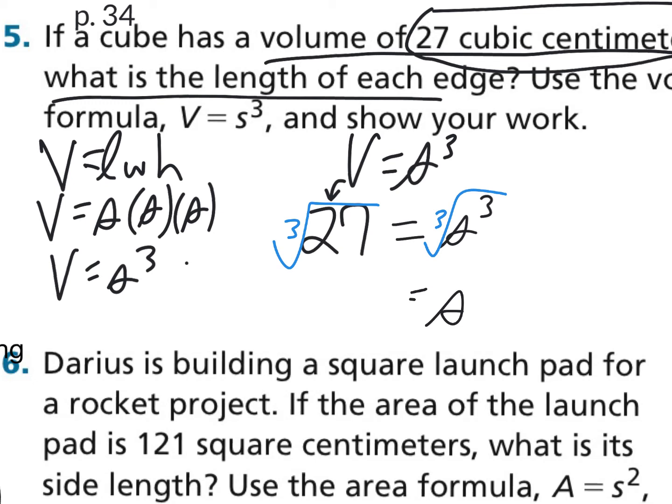And then the cube root of 27 is 3. 3 times 3 times 3 equals 27. And so that means each side on this cube would be 3 centimeters. And if you think about it, that works with our volume that we said, because if we did length times width times height, 3 times 3 times 3, we would get 27 cubic centimeters.